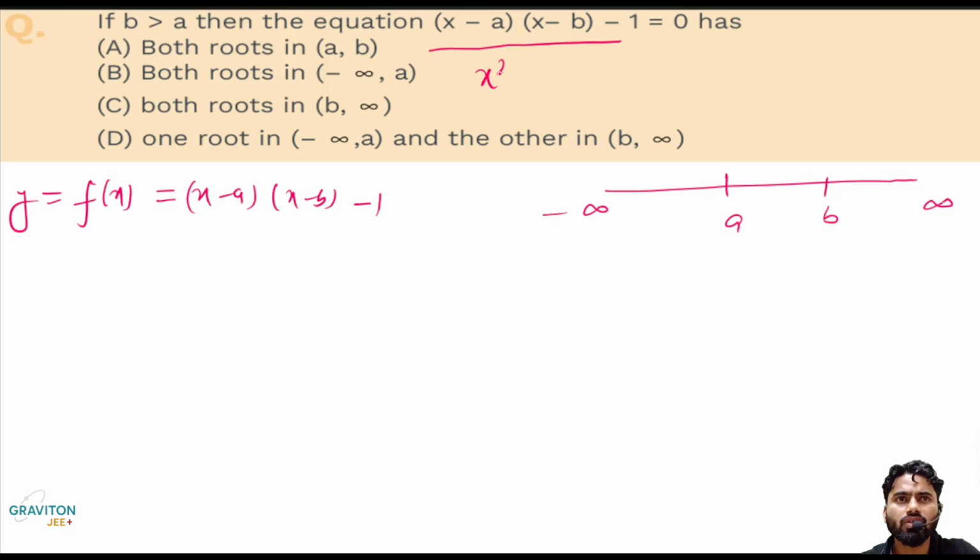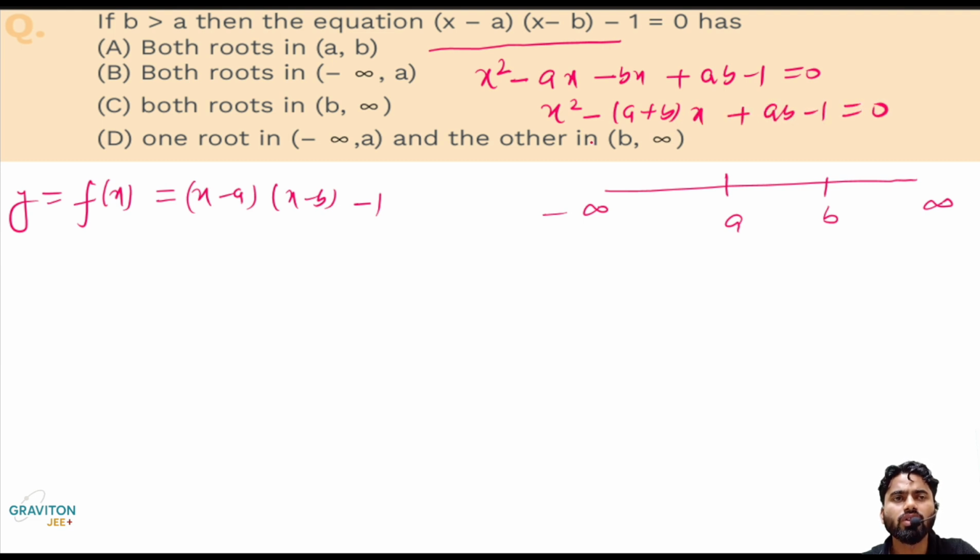What is this? x² − ax − bx + ab − 1 = 0. And this is x² − (a + b)x + ab − 1 = 0. If I ask you the leading coefficient of this expression, which is what? 1, which is positive. So the leading coefficient is positive, so the parabola will be facing upward. So you will get an idea, facing upward.